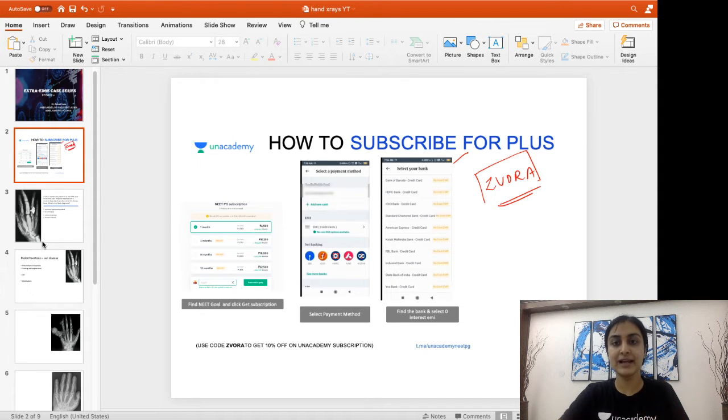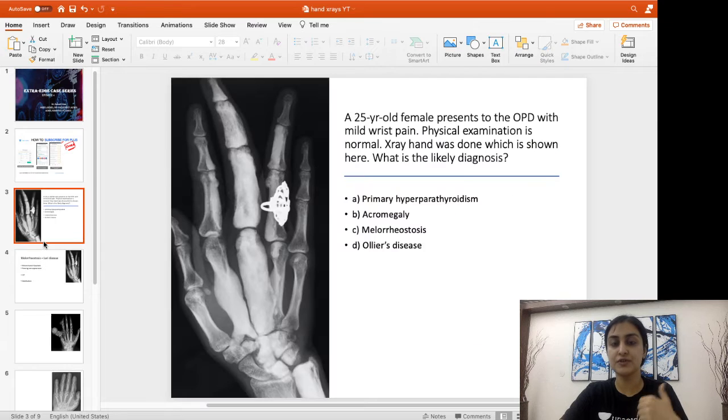So let's begin with our case of the day. We have a 25-year-old female patient who presents to the OPD with mild wrist pain. Physical examination is normal. There's no deformity, no swelling, no signs of inflammation. So an X-ray of the hand was done to see what's going on, and they are asking the likely diagnosis.